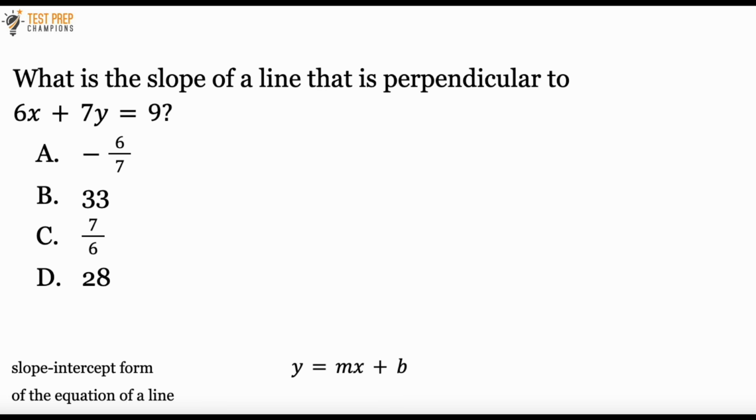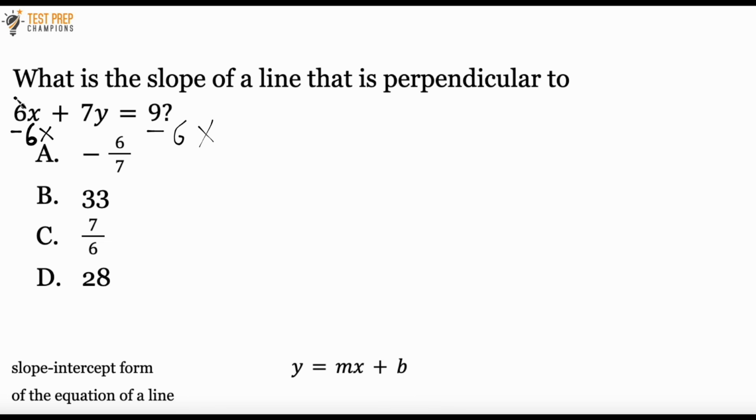So the first step here is to find the slope. So how do we do that? Well, what we're going to do is take this 6x plus 7y equals 9, and we're going to make some moves to try to make it look like this, y equals mx plus b. So the first move that I'm going to make here is to subtract 6x from both sides.